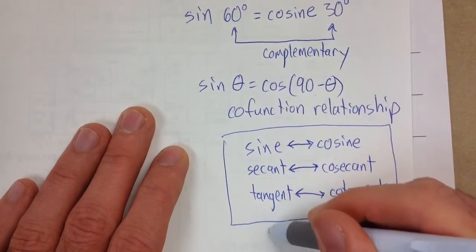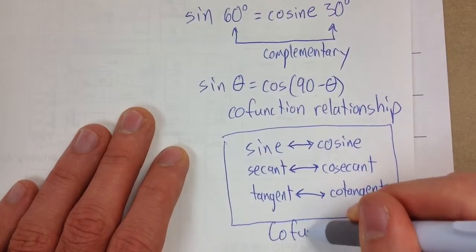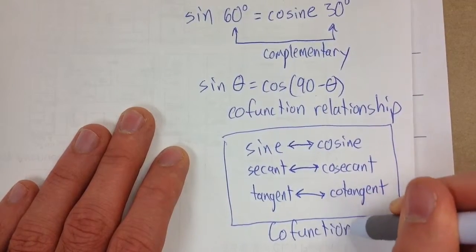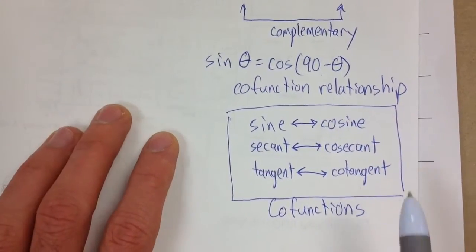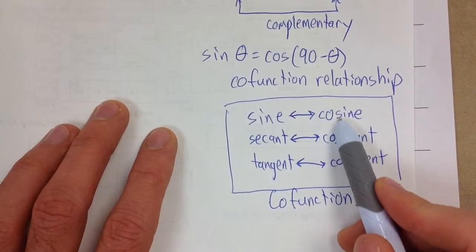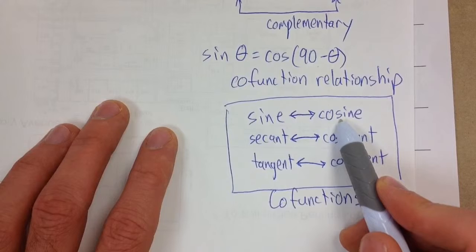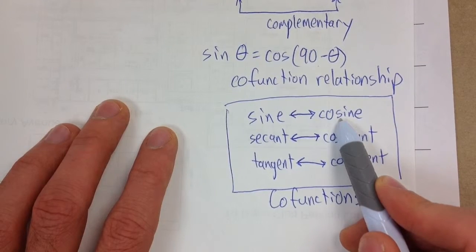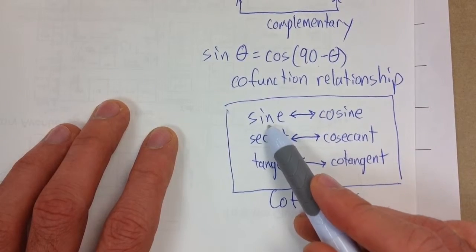These are the co-functions. Before somebody came up with this special word cosine, they would call this thing the sine of the angle's complement. And then that got shortened to cosine. Okay. Yesterday I gave you the story of sine, and then cosine came later.